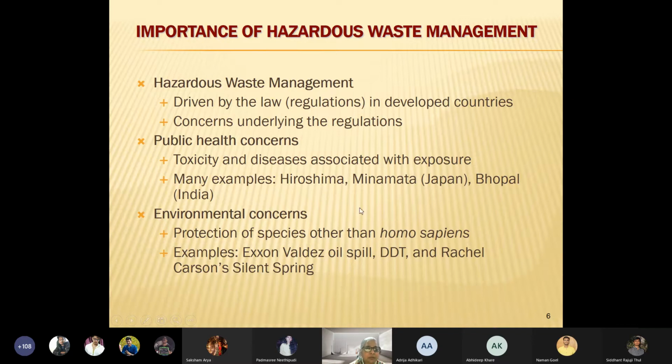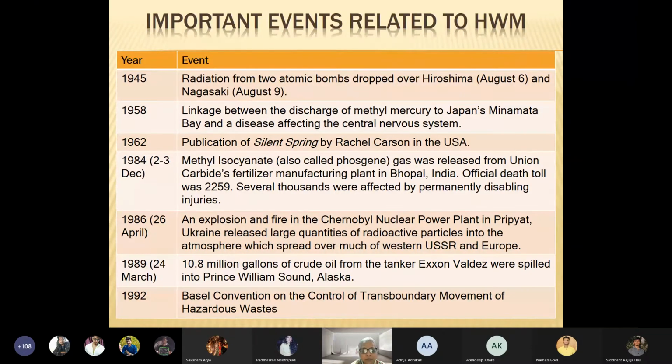Then we come to environmental concerns. The first thing, like I said, is always public health concerns. The second thing is whether other species besides human beings are affected. For those of you who remember, the Exxon Valdez oil spill occurred in 1989 when crude oil from a huge tanker was spilled into Prince William Sound in Alaska. Hundreds to thousands of kilometers of beach were destroyed. Aquatic ecosystems were completely destroyed, along with the birds and all these other organisms. There was a lot of media attention and all of that.